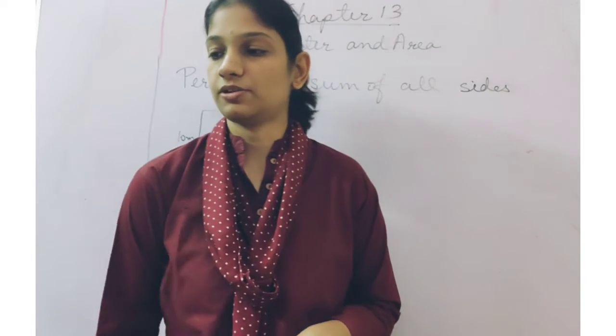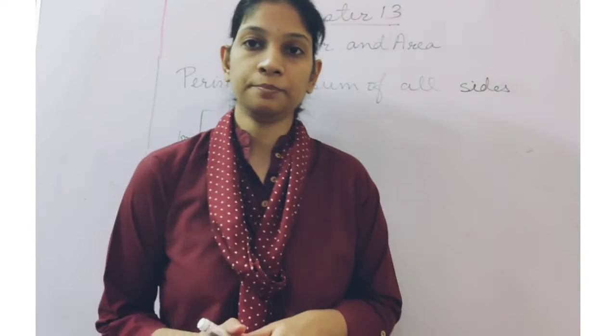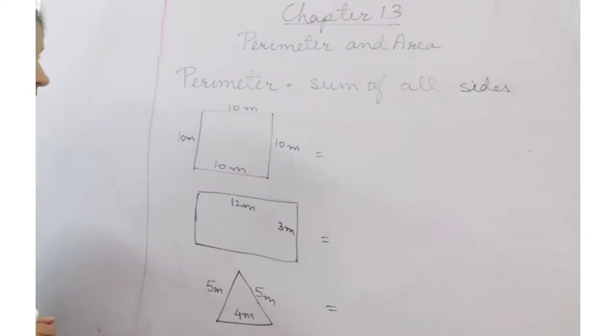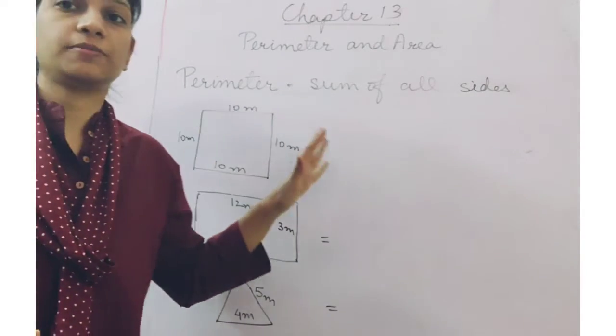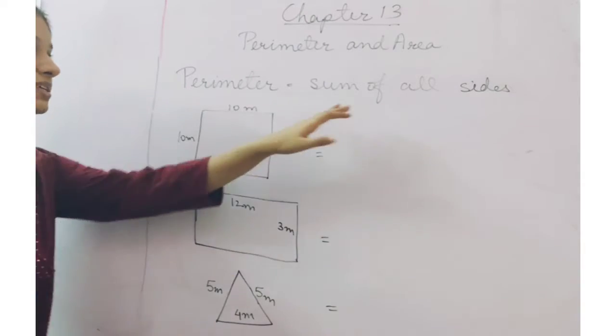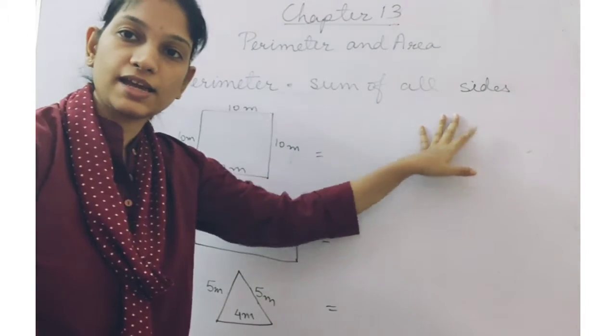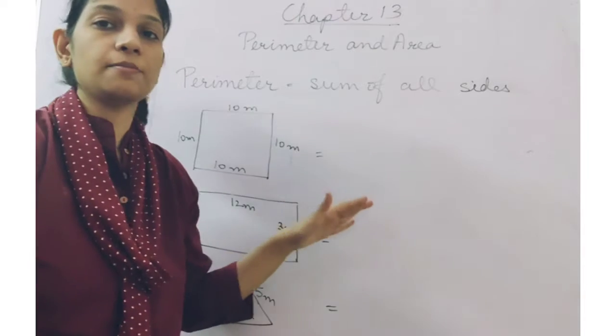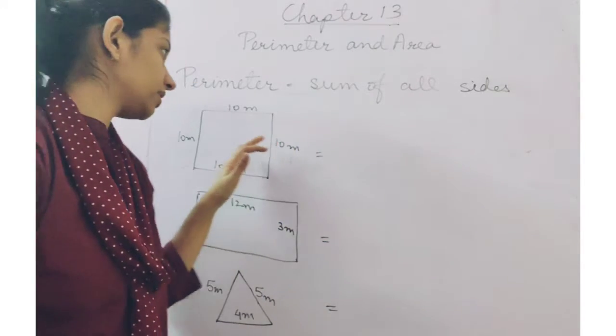This time we are going to do chapter 13, perimeter and area. Now perimeter, first we are going to talk about the perimeter of a square, rectangle and triangle. Now perimeter is basically the sum of all sides. For any given shape, it is the sum of all sides. Let's have a look at it.